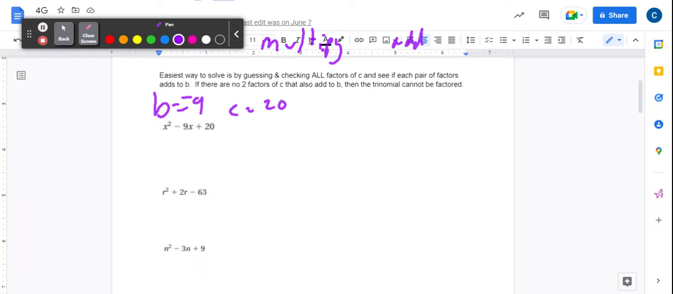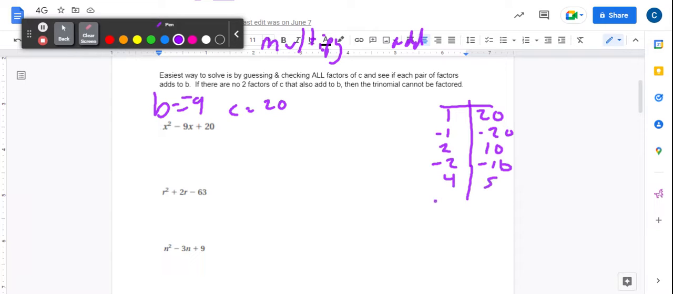So what I want to do is make a table of values that multiply to 20. So we can go 1, 20, -1, -20, 2, 10, -2, -10, 4, 5, -4, -5. Now I just want to guess and check, add them up, and see which ones add to -9.